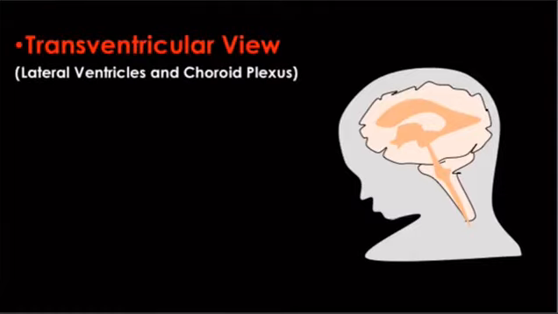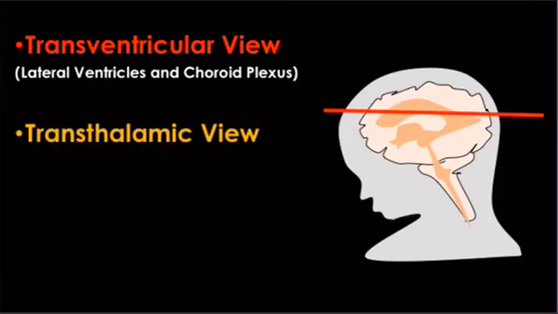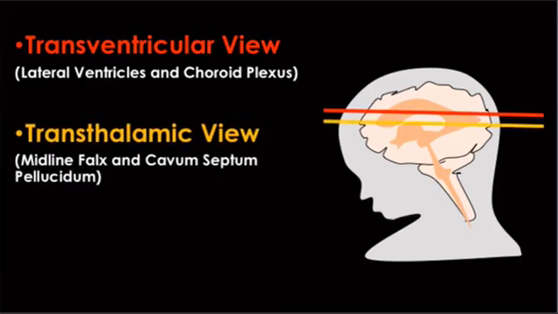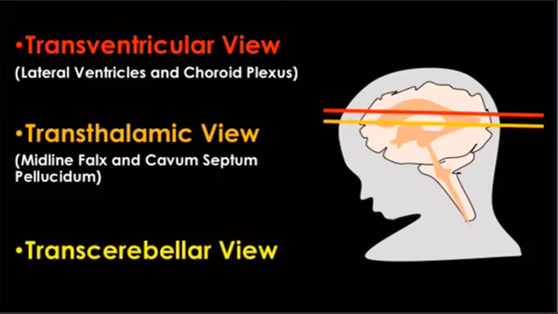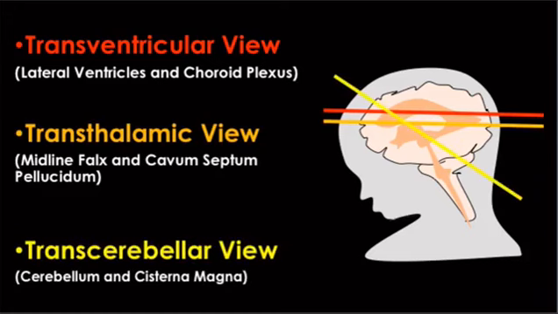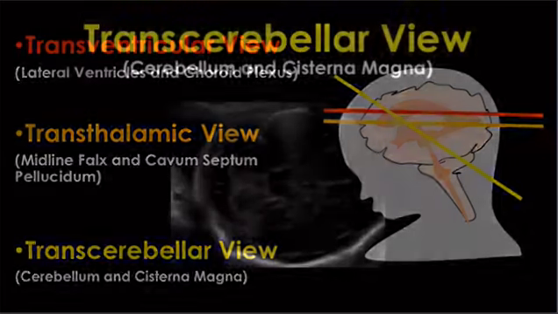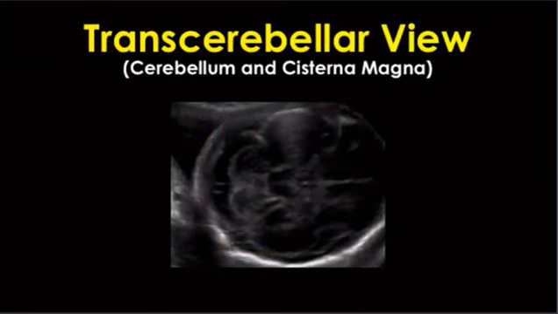All right. So we talked about the transventricular view. We talked about the transthalamic view, and now let's talk about the last one, this angled one, the transcerebellar view. The first two were sort of axial. This one's at an angle. What can you see on the transcerebellar view? Well, you can see the cerebellum, and the cerebellum has a contour that is sort of dumbbell shaped, and that's the normal contour.